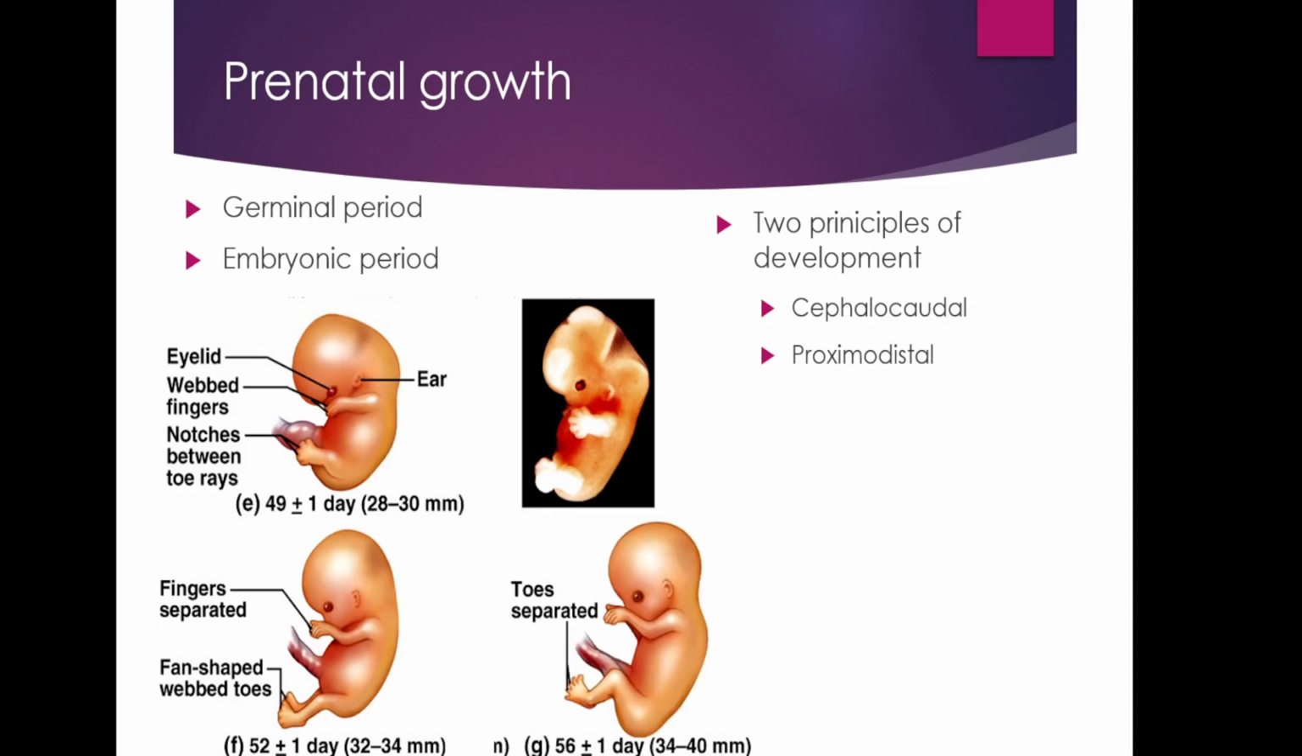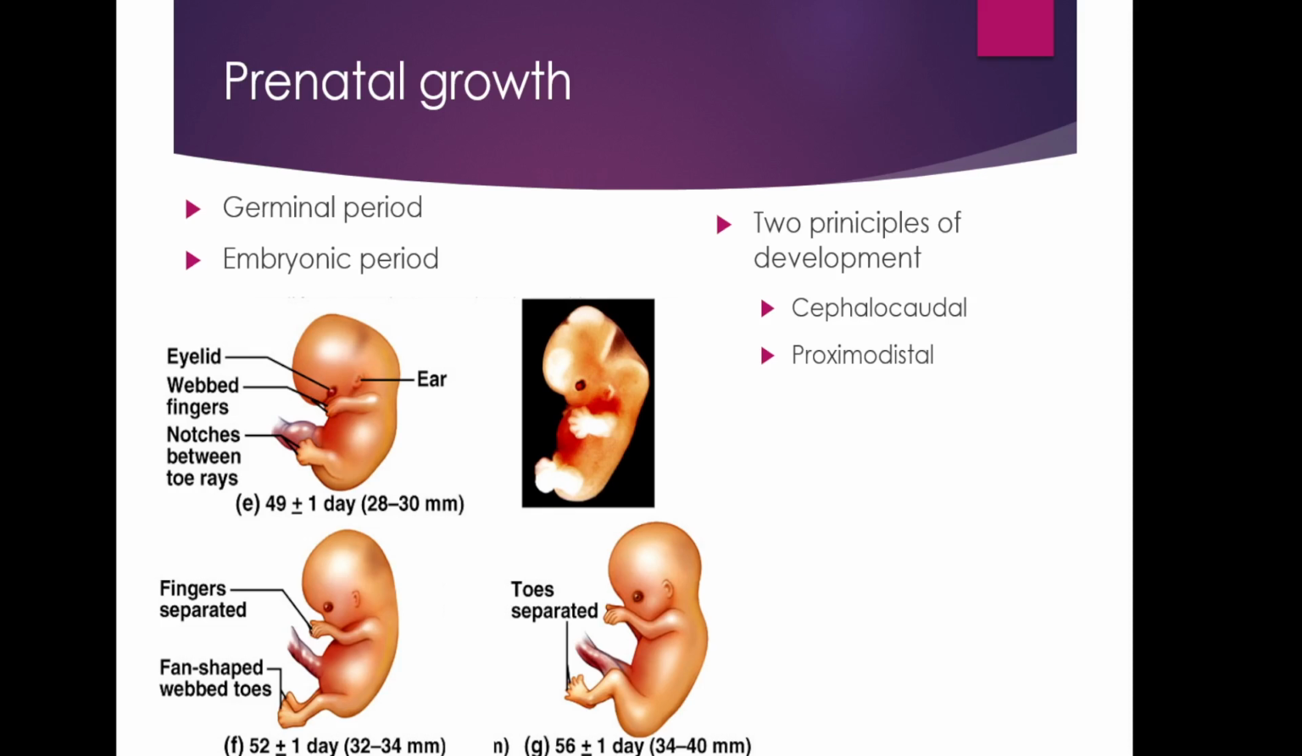The head is big already in the top panel. Here we are 56 plus 1 days, so let's just call it another week. Now we're starting to see that the toes have separated, right? So as development proceeds from top down and from center out, we're going to see things developing on the head. We're going to see things developing on the torso before we see things in the distal areas of the arms and legs and in the lower levels.